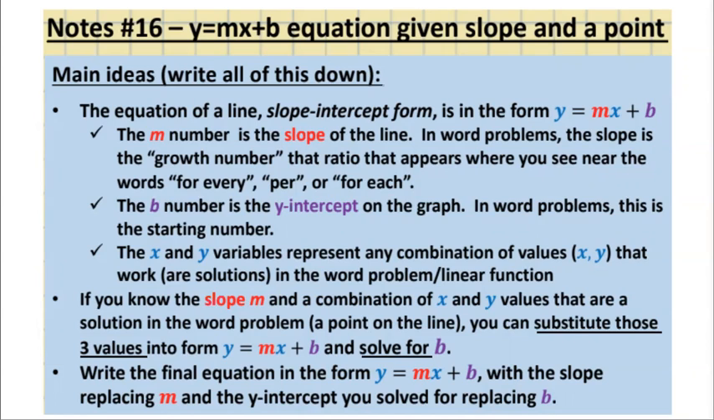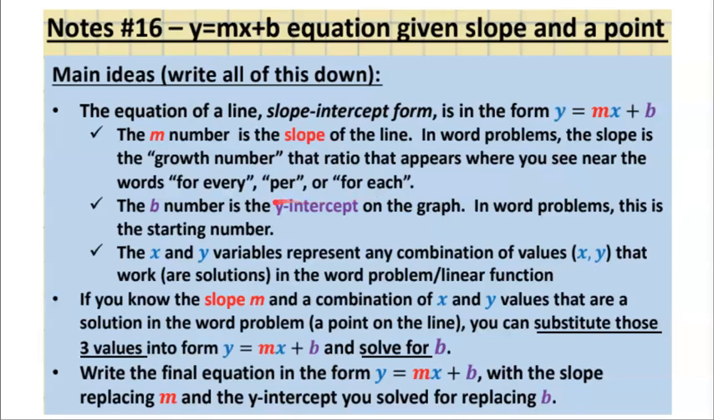First off, remember that the slope-intercept equation of a line is y equals mx plus b. The coefficient m represents the slope, and in these problems, this will be given to you. Just don't forget to look out for the phrases for every, per, and for each in the word problems that you're given, as these will help you find the slope in those problems.